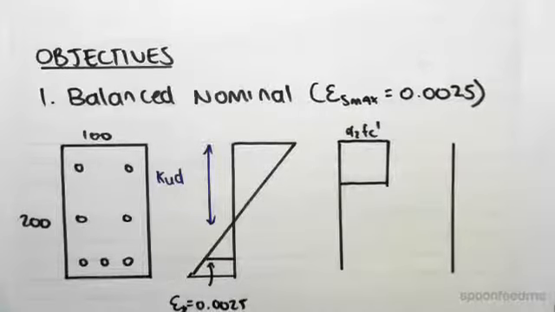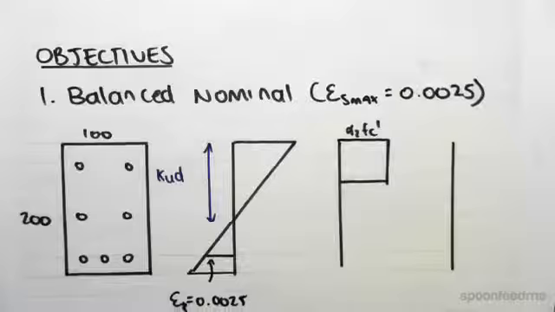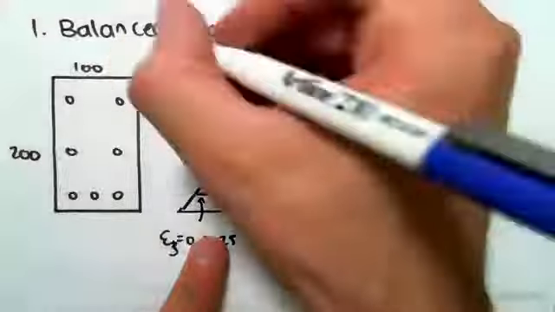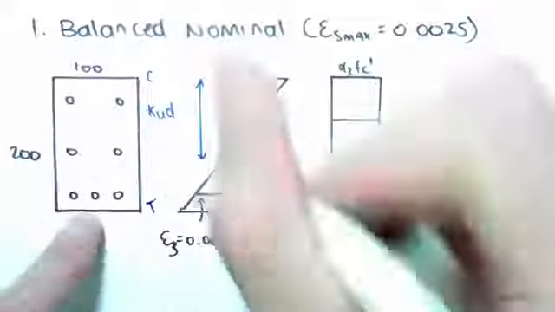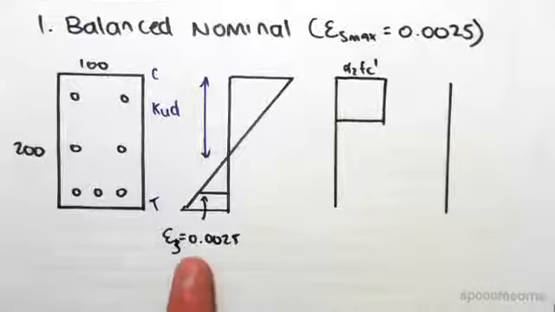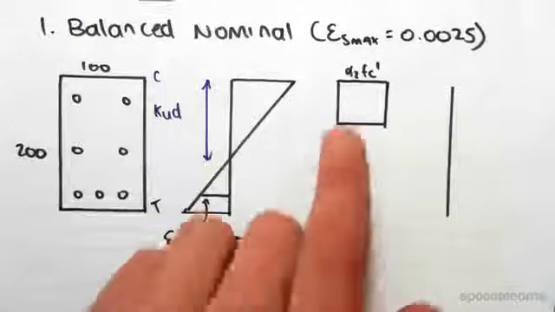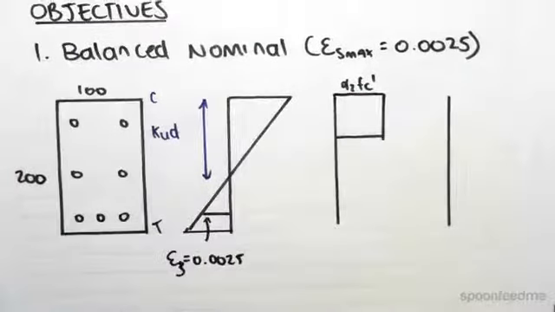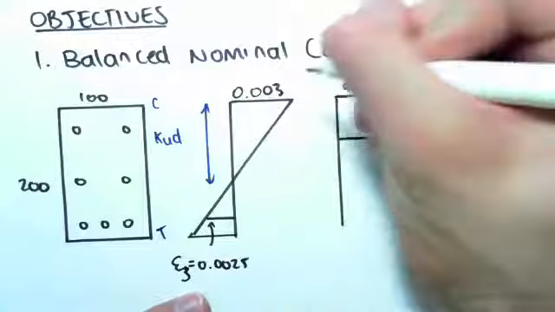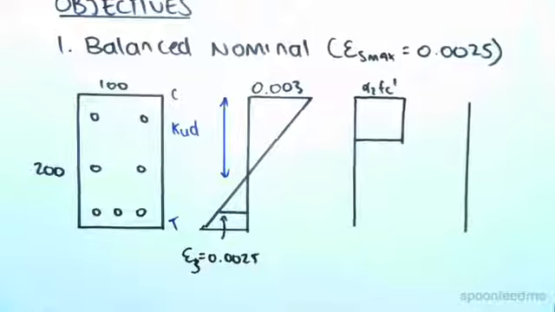Hey guys, the objective of this video is to look at the balanced nominal. So the balanced nominal is the steel in the furthest away tensile, so that's in compression and tension. The furthest tensile steel is at a strain of 0.0025, and the compression extreme is at 0.003. We're going to be using those facts to help us with this video.